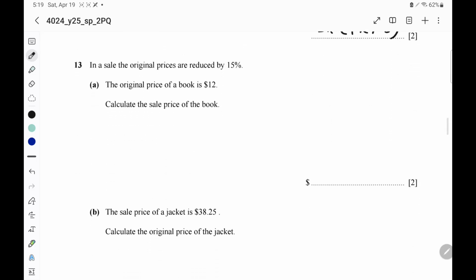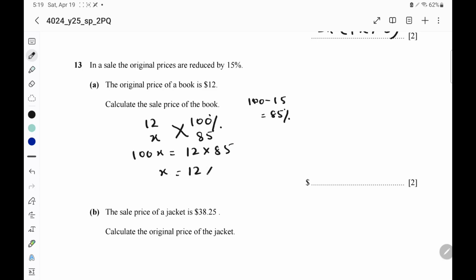So question number 13: in a sale, original prices are reduced by 15%. The original price of the book is $12. Calculate the sale price of the book. The original price is always 100%. So 12 is 100%, and the sale price is reduced by 15%, so 100 minus 15 is equal to 85%. Just cross multiply. So 100x is equal to 12 into 85, and x will be equal to 12 into 85 divided by 100.